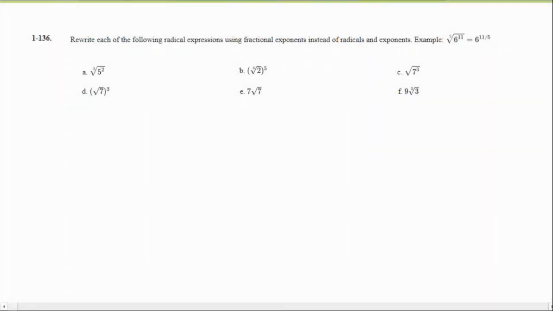So here we're asked to rewrite each of the following radical expressions using fractional exponents instead of radicals. So what that means here is that if I have a fifth root of 6 to the power of 11, that's the same thing as 6 to the power of 11 fifths. What you should notice is that the power here always stays in the numerator. It's always the highest number in the exponent.